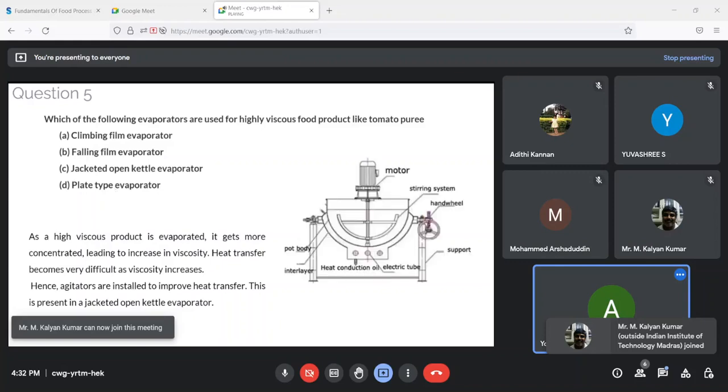Only the jacketed open kettle evaporator will have a stirrer or an agitator, and you will have steam supplied on the outside, which will heat up the liquid, and then you will collect the vapor outside and the concentrated product from the bottom. So only this jacketed open kettle evaporator can hold a stirring system to enable heat transfer for viscous fluid. So the answer to this question is option C.